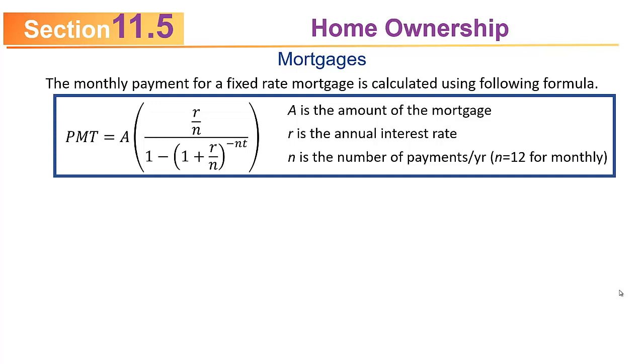That PMT stands for the monthly payment, and it's equal to capital A, which is the amount of the mortgage, times that entire complex fraction. The numerator of that complex fraction is R over N, where R is the annual interest rate and N is the number of payments per year. And since these are all going to be monthly payments, N will always be 12 for us. And the denominator of that complex fraction is 1 minus another expression, which is 1 plus that same R over N that you see in the numerator, and that entire sum is raised to the negative NT power.